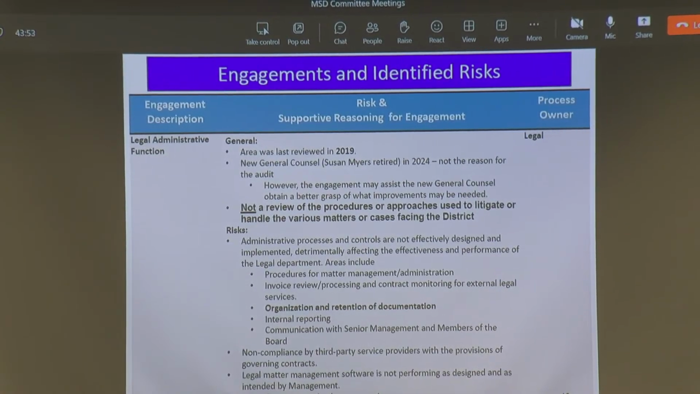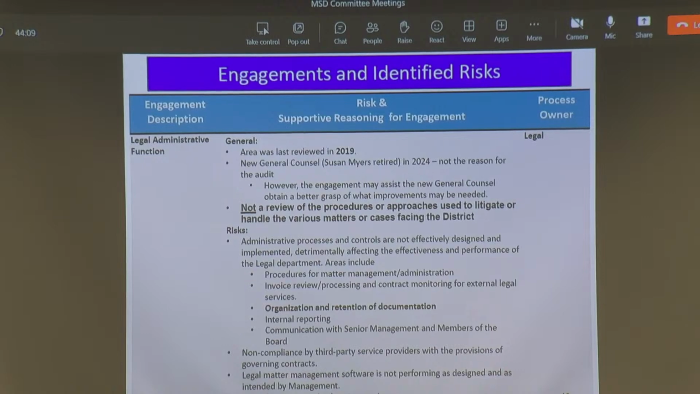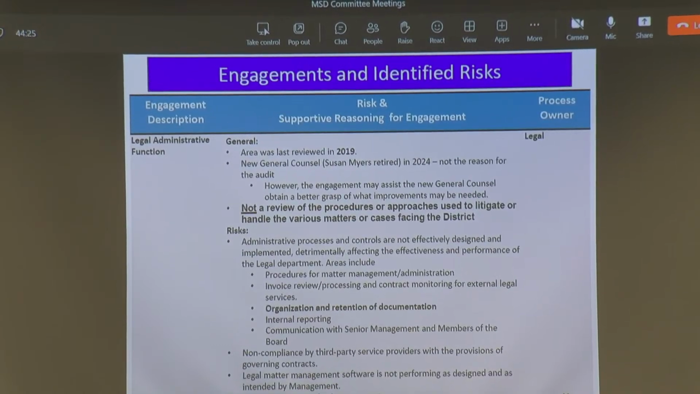This is not a review of the procedures or approaches used to litigate. We're not going near that. We're not lawyers. This is really about the supportive administrative function around legal. We want to make sure that processes and controls are effectively designed, and that the procedures for matter management and administration of those matters are effective. We're talking about how they receive the matters, how they assign the matters, how they monitor the processing of subpoenas, summons, making sure nothing falls through the cracks, that kind of thing.